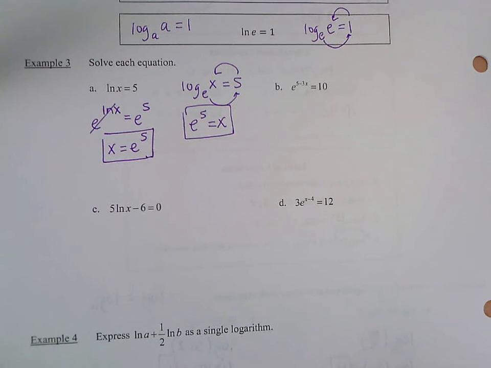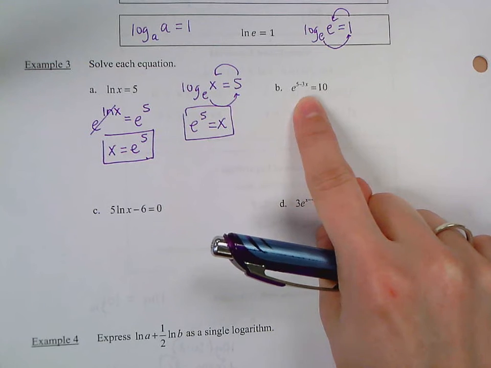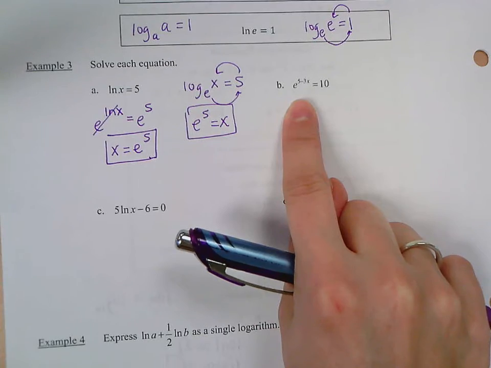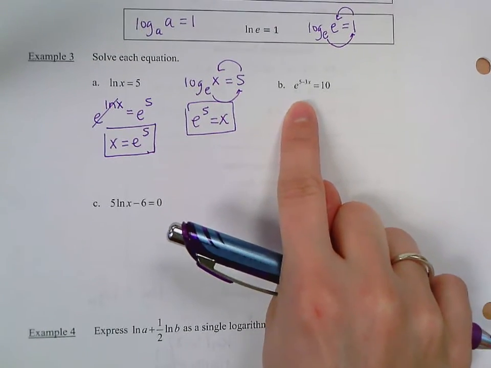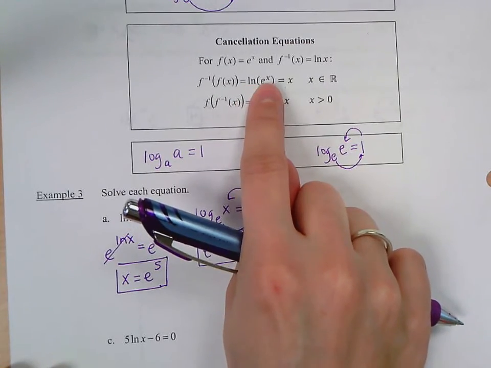So then if you look at b, e to the 5 minus 3x equals 10. This is an exponential equation. I would look at this and say if I'm trying to find x, it's in the exponent. I don't want it to be in the exponent. How do I cancel out e? Well, you could write it in logarithm form, or you could cancel it out like up here, taking the natural log of it to cancel it out.